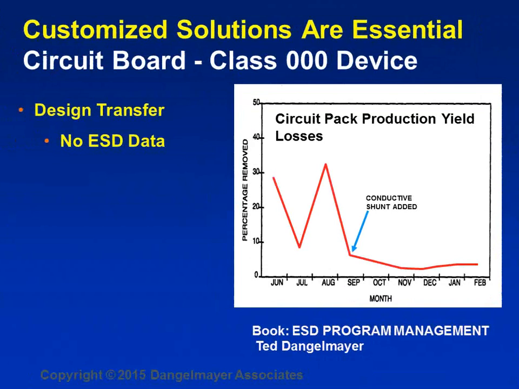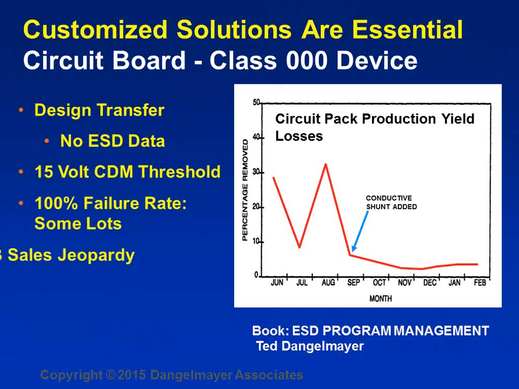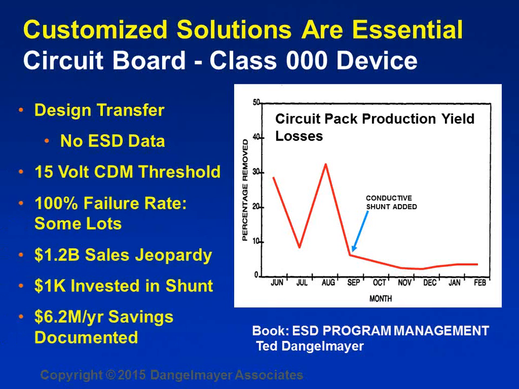Here's one example. We have a circuit board with a class 000 device on the board and no design transfer information. And as I said earlier, for manufacturing folks, make sure you require that data from your design team. This example is one of the reasons for doing that. In this case, we had a device with sensitivities of 15 volts for CDM, in the 10 to 15 volt range, class 000, extremely sensitive, and no idea it was coming.